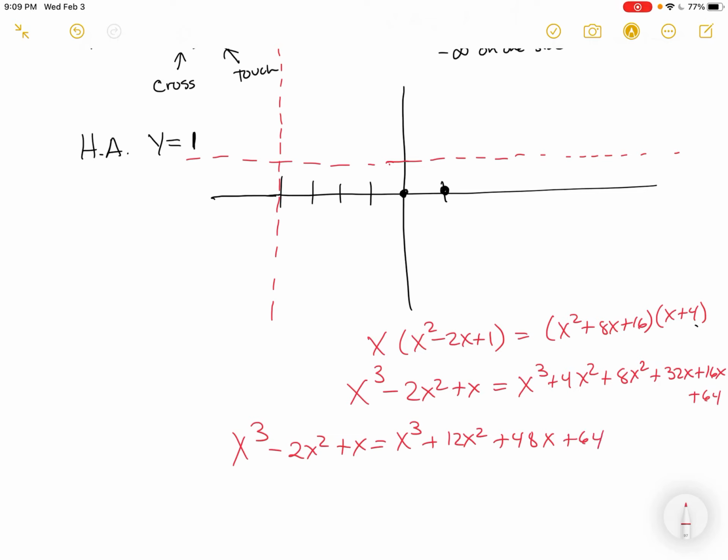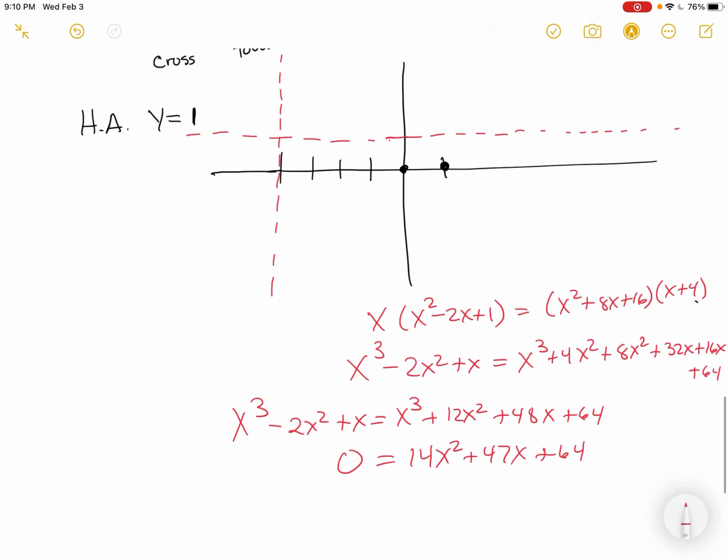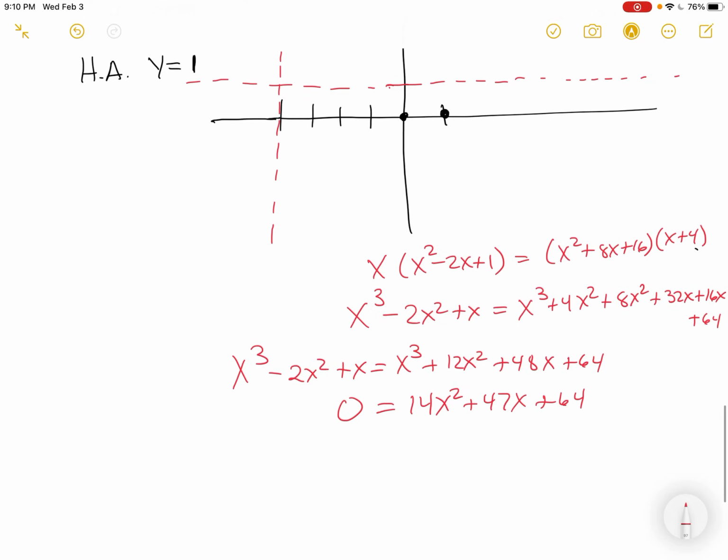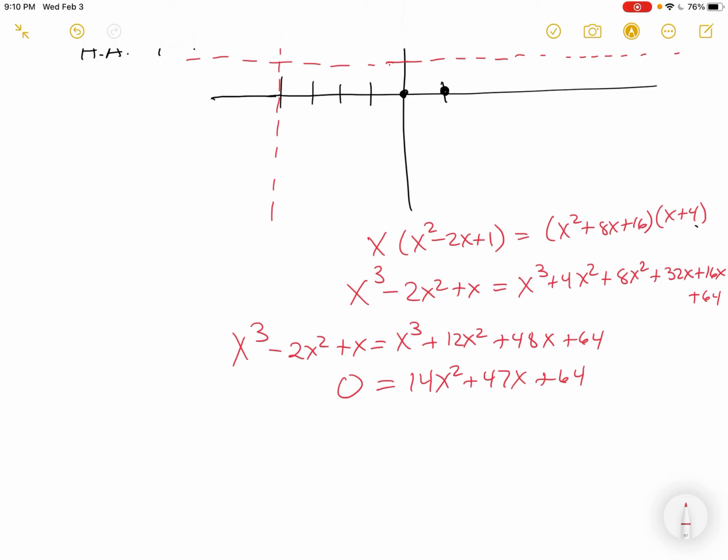Well, let's see. The x cubes would go away, right? So if I bring everything over to the right-hand side, I'd have 0 is equal to, x cubes would cancel, 14x squared plus 47x plus 64. And that would be the question. Does that ever equal 0? Well, let's take a look. I don't know too much about that.